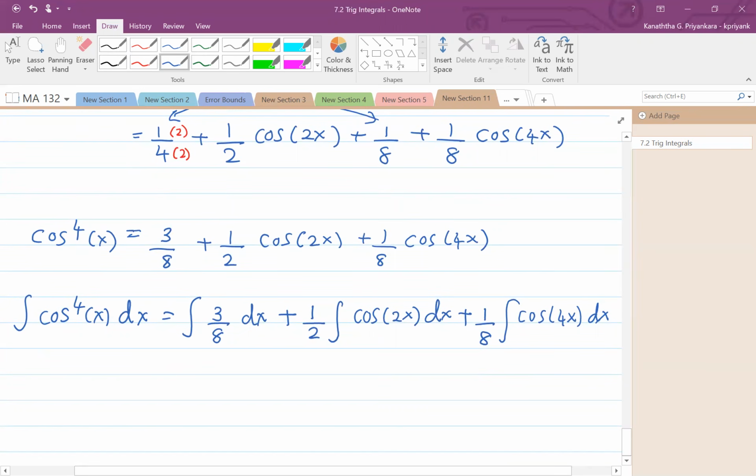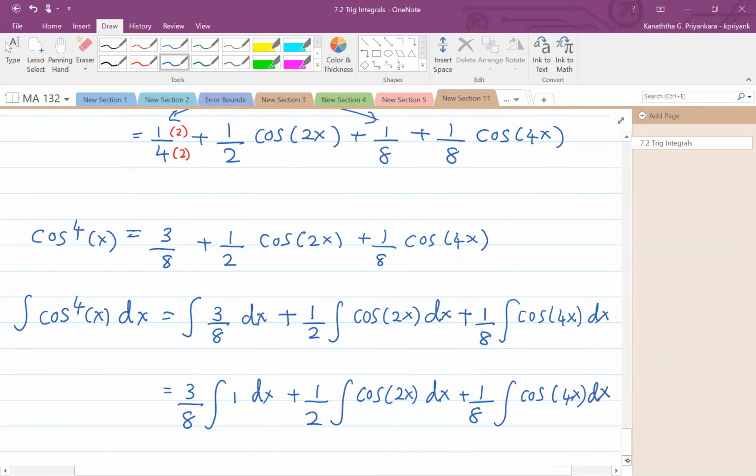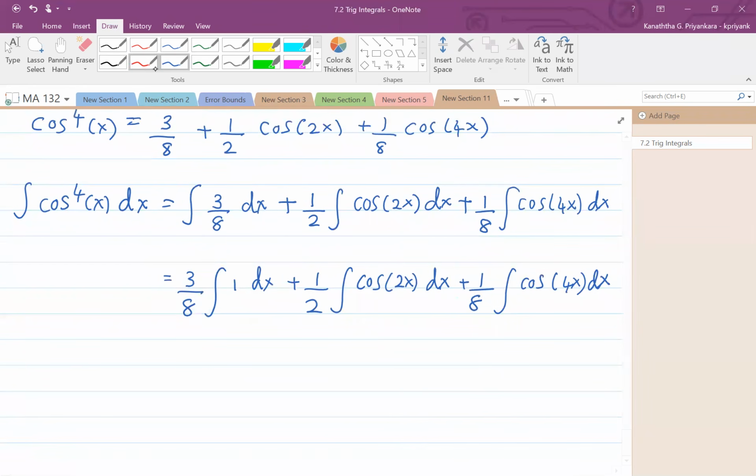So if we integrate the first one, I can bring this constant outside: 3/8 integral 1 dx, plus 1/2 times integral cosine 2x dx, and this would be 1/8 times integral cosine 4x dx. So now for this integral we have to use u sub, and for this also you have to use the u sub method.